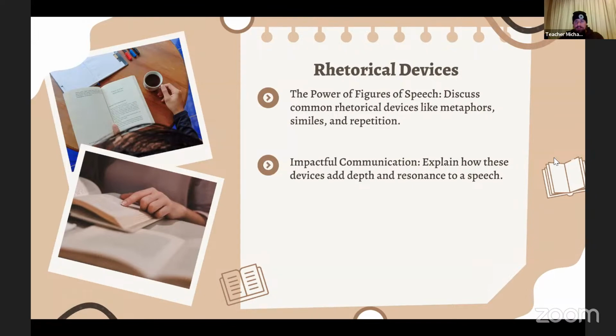Which part would you like me to repeat, Diana? The bit about alliteration?